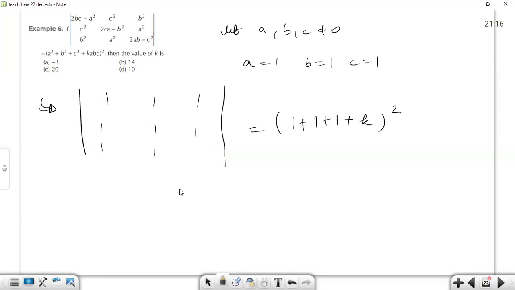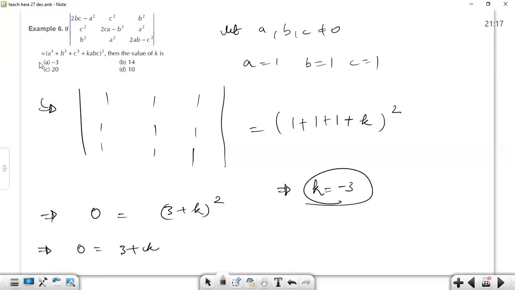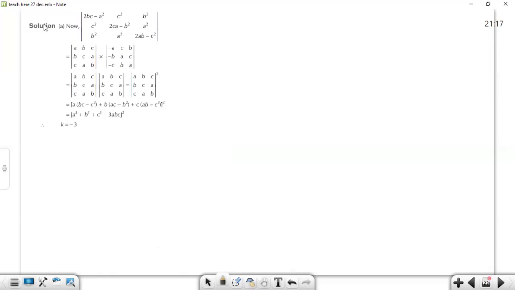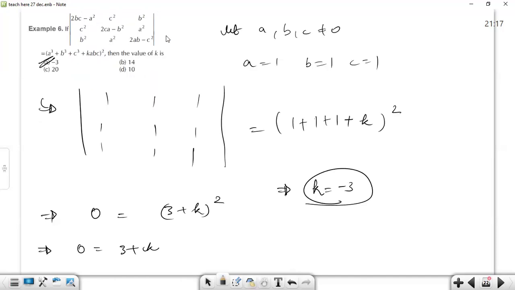Now, do you remember one property that if any two rows or columns of a determinant become identical, then its determinant is 0. So this has become 0 equals to (1 plus 1 plus 1, that is 3 plus k) whole square. Taking square root on both sides, 0 is equal to 3 plus k. Now k becomes minus 3. A should be the correct answer. This is how easy it is by the value putting method.